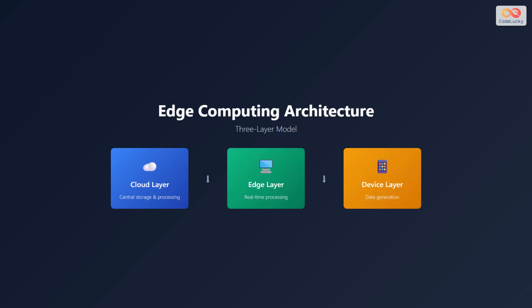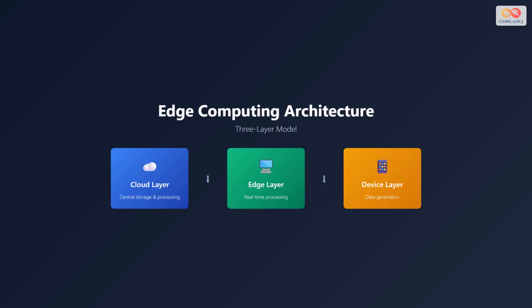Edge computing uses a three-layer architecture that works together to process data efficiently. At the top, we have the cloud layer, which is the centralized data center in the internet. It stores large amounts of data and performs complex analysis. In the middle is the edge layer, which includes local servers and devices positioned close to where data is generated. This is where most of the real-time processing happens.